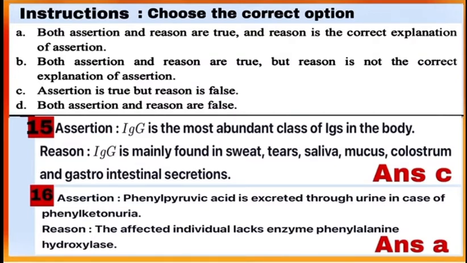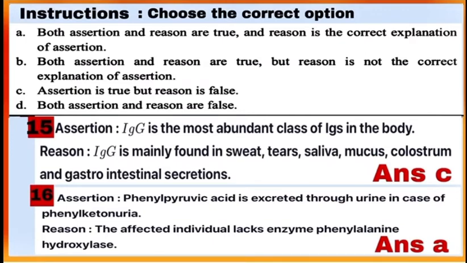Question 16. Assertion: Phenyl pyruvic acid is excreted through urine in case of phenylketonuria. Reason: The affected individual lacks enzyme phenylalanine hydroxylase. Answer is option A.